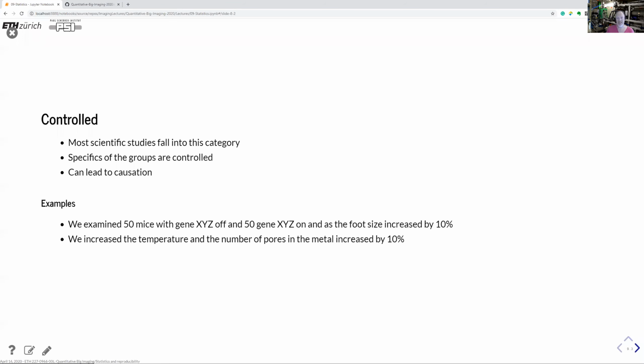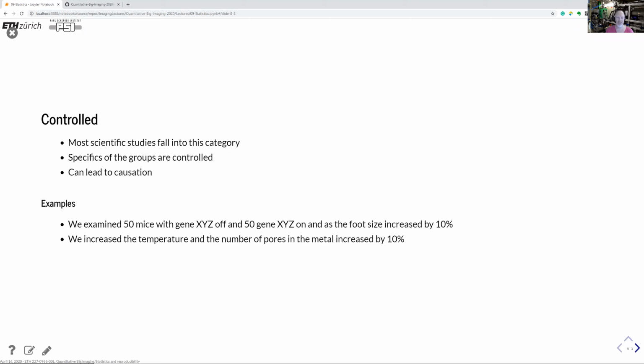In the control experiments, which is actually what very many scientific studies are doing, we have the ability to control the specific details about the groups that we are investigating. So we are, for example, preparing samples in a specific way. We may add different process parameters, like having different temperatures. And with that, we can really see the causation between what happens if we add this component to the experiment.